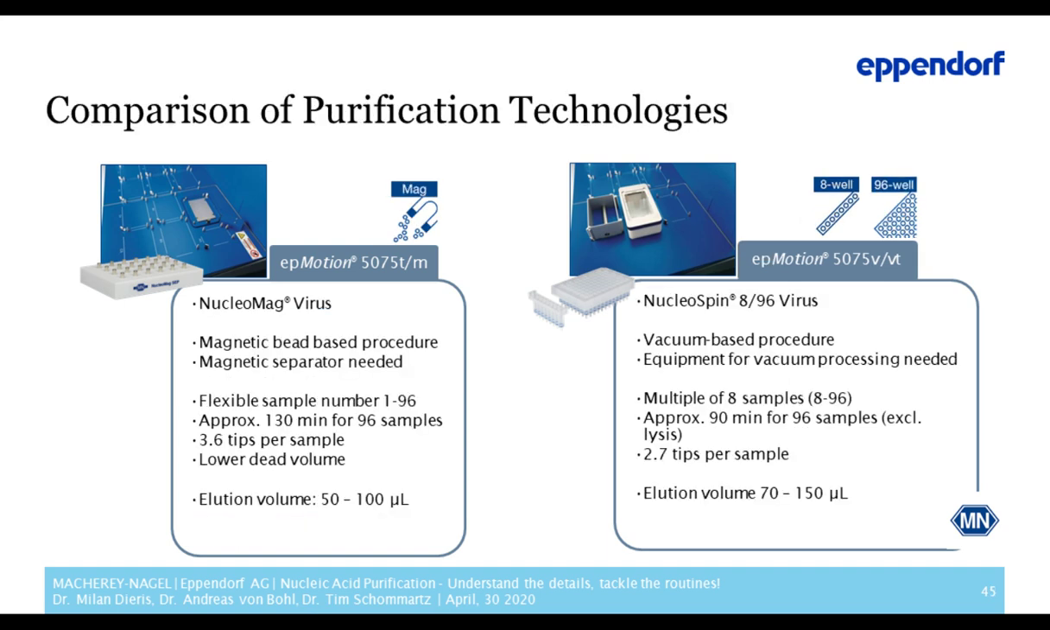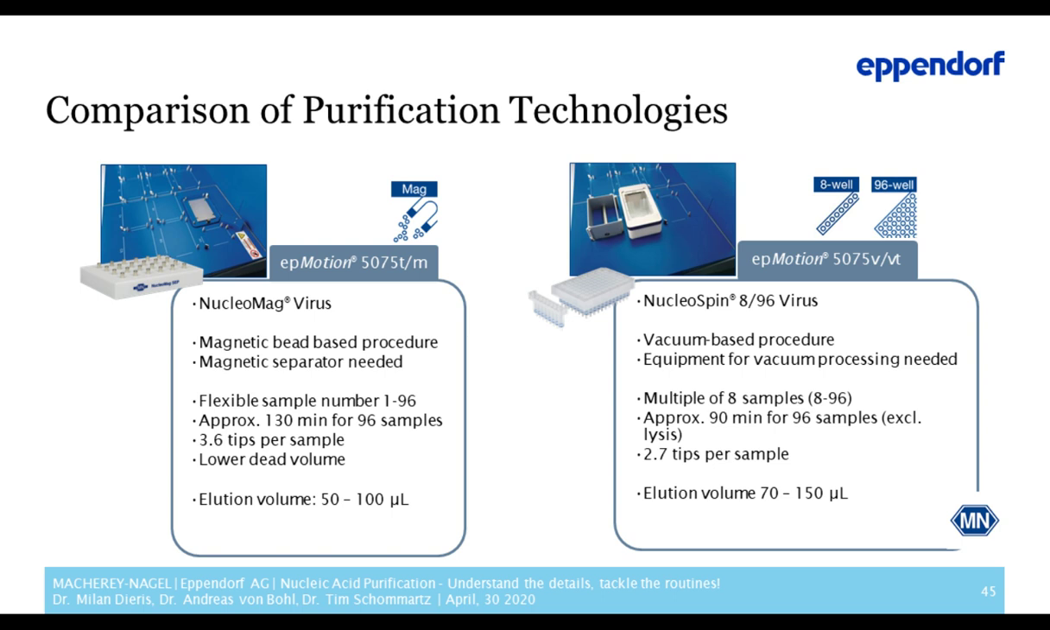Of course, one of the most frequently asked questions we get is what is the advantage or disadvantage of one technology against the other? So what is the advantage of magnetic bead-based technology against silica membrane-based technology, especially in terms of automation? Milan did already a brief introduction to this in the beginning, and now I want to focus on two kits which have been automated on epMotion systems with different technologies, but which tackle the same application, basically the isolation of viral RNA from medical samples.